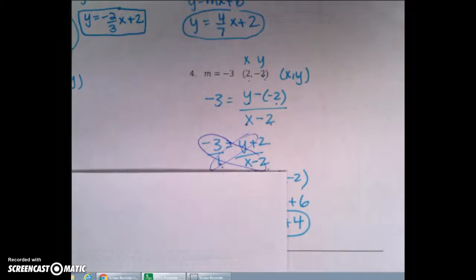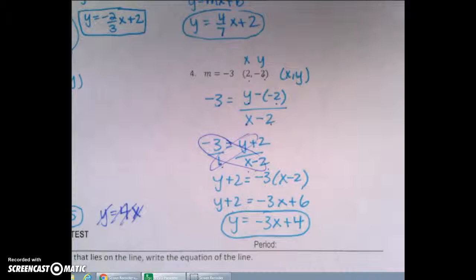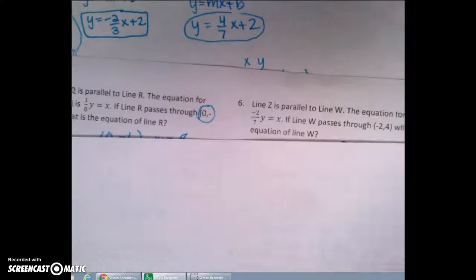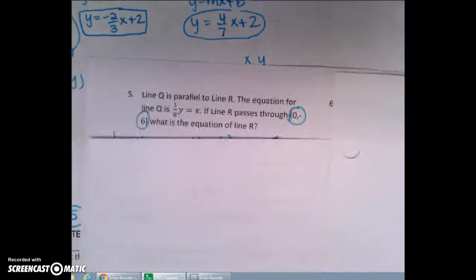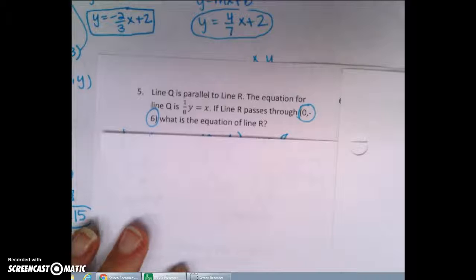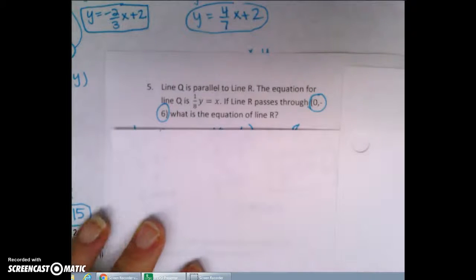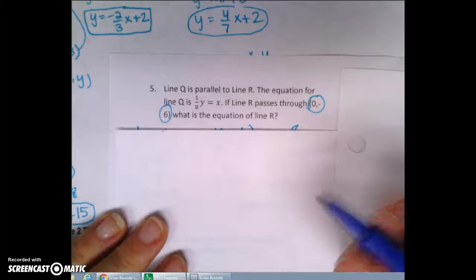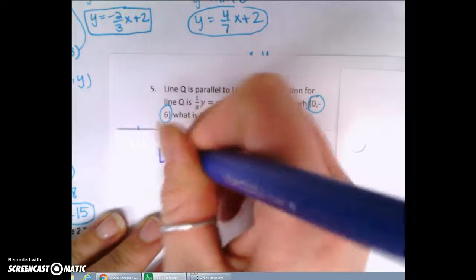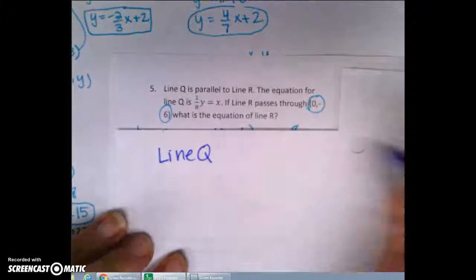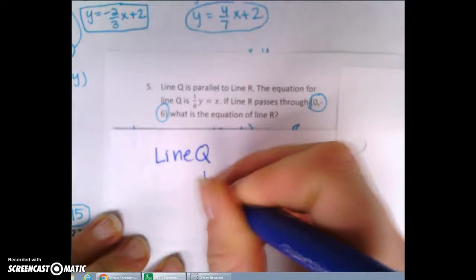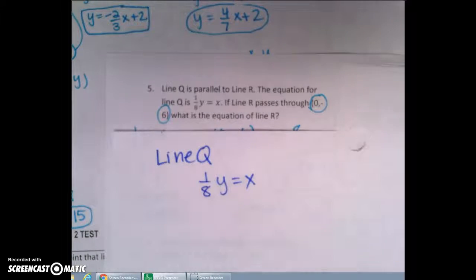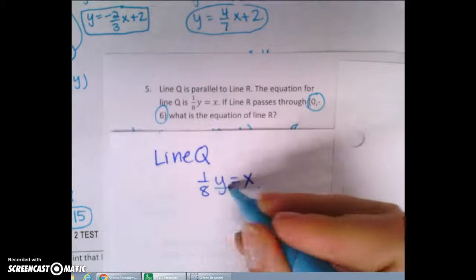Let's flip over our page and let's take a look at 5. 5 says line Q is parallel to line R. The equation for line Q is 1/8 y equals x. Oh goodness! 1/8 y equals x. You guys, I can't tell the slope unless it's solved for y. So let's take a look at line Q. Line Q, they're saying is 1/8 y equals x. I know to be able to tell the slope and y-intercept of a line, I need to solve for y.